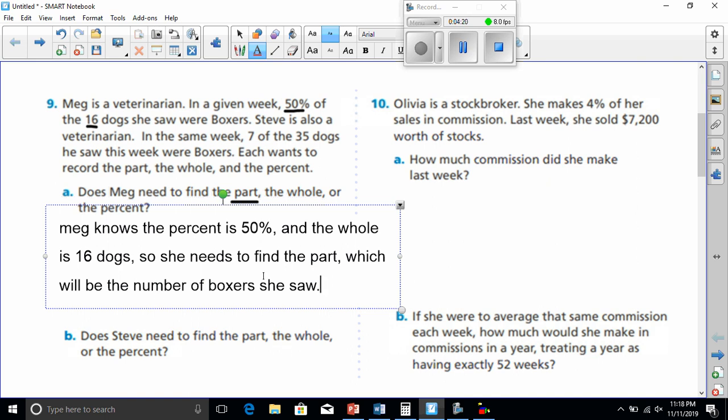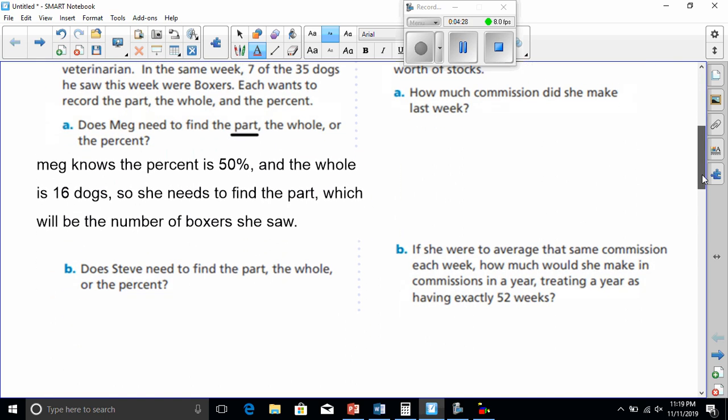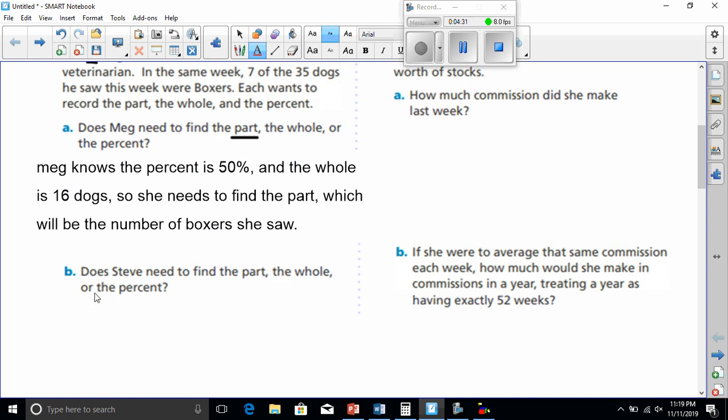Okay, all right, and let's go on to letter B, part B of 9. It says, does Steve need to find the part, the whole, or the percent? Well, in Steve's case, on the same week it says 7 of the 35 dogs he saw were boxers. So he knows the part and the whole.